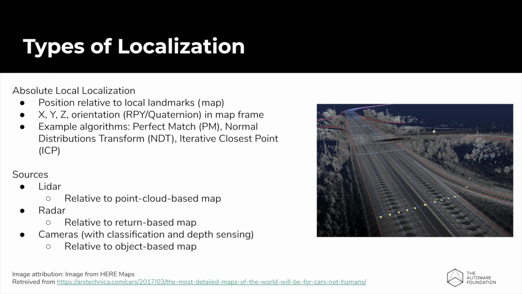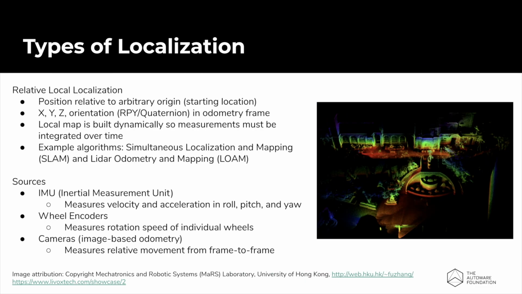Now, the third type of localization that you need for a self-driving car is relative localization. When you do not have any global reference or you don't have an absolute local reference, you can usually still get a relative local reference, which gives you a position relative to some arbitrary origin. Usually, for most self-driving car software stacks, that arbitrary origin is the starting location of the vehicle. And that origin is floating in free space. It's not something that's connected to a specific GPS location or a specific elevation.